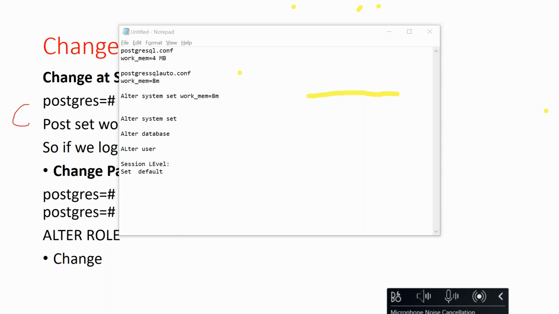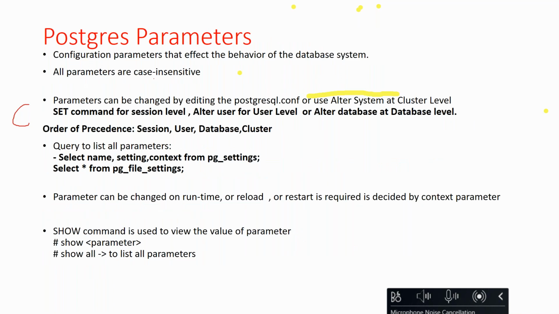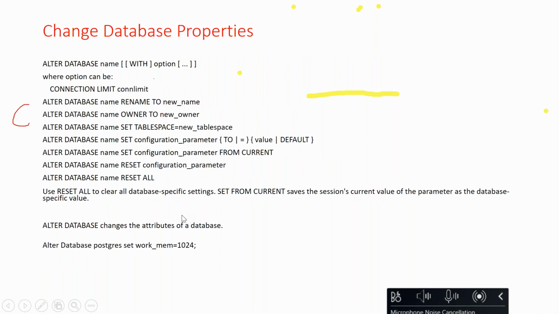Okay, default tablespace is equal to T1, or I can set it just like work memory. I'm setting work memory. But if you log in and log out, the values change. If you log in and log out, it is gone, because the session is changed. Similarly, I can set it at the database and user level as well.